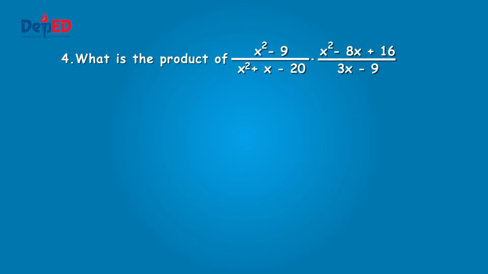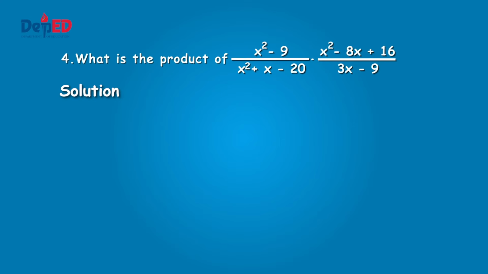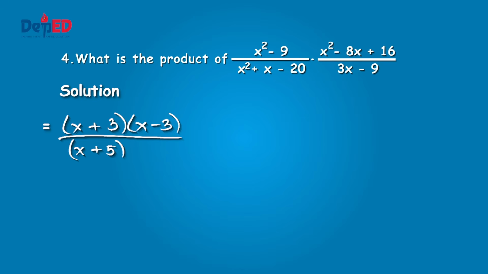We can start the solution by factoring each polynomial in the numerator and denominator of the rational expressions. X squared minus 9 is equivalent to the product x plus 3 times x minus 3. While the denominator is equal to x plus 5 times x minus 4. Take note of the signs of your factors to avoid mistakes.